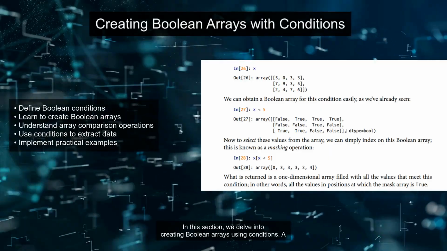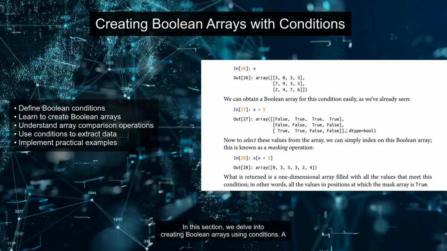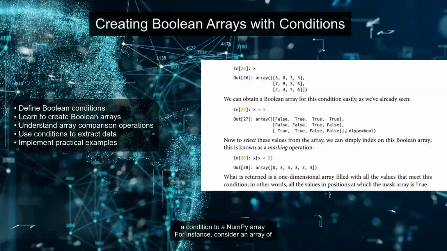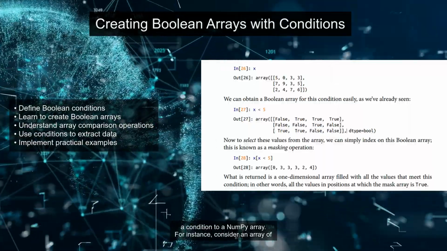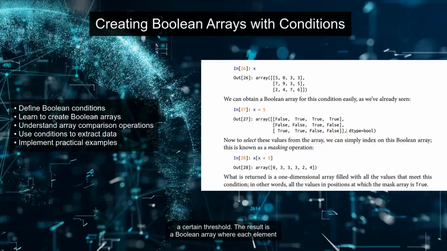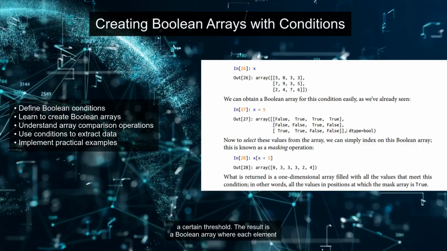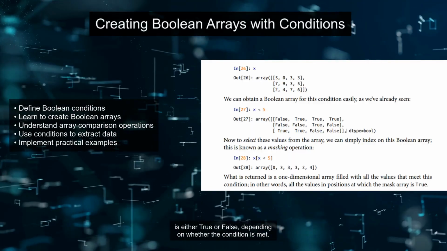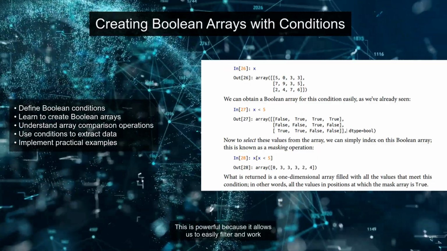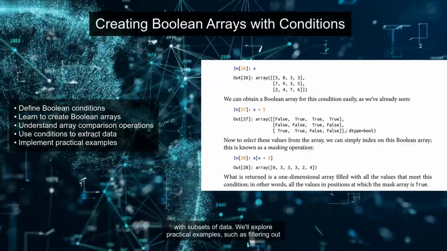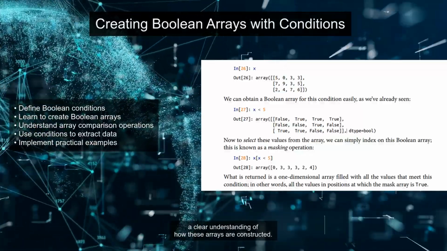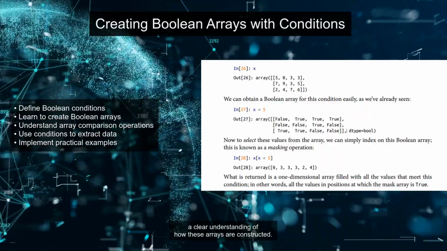In this section, we delve into creating Boolean arrays using conditions. A Boolean array is an array of Boolean values, typically generated by applying a condition to a NumPy array. For instance, consider an array of numbers and a condition that checks if each element is greater than a certain threshold. The result is a Boolean array where each element is either true or false, depending on whether the condition is met. This is powerful because it allows us to easily filter and work with subsets of data. We'll explore practical examples, such as filtering out values above a certain threshold or selecting specific data entries, to provide a clear understanding of how these arrays are constructed.